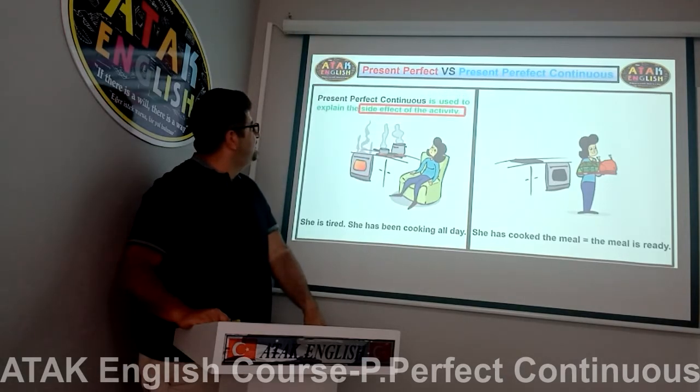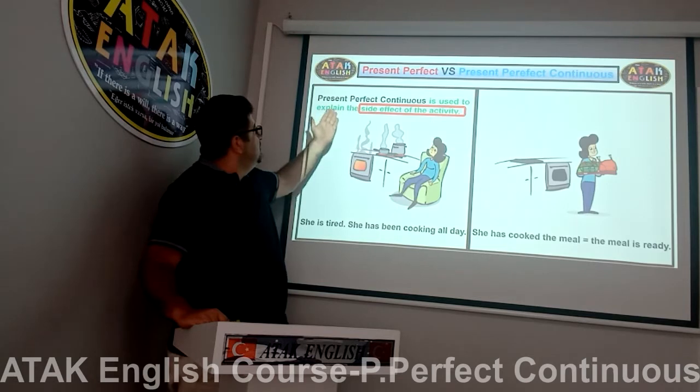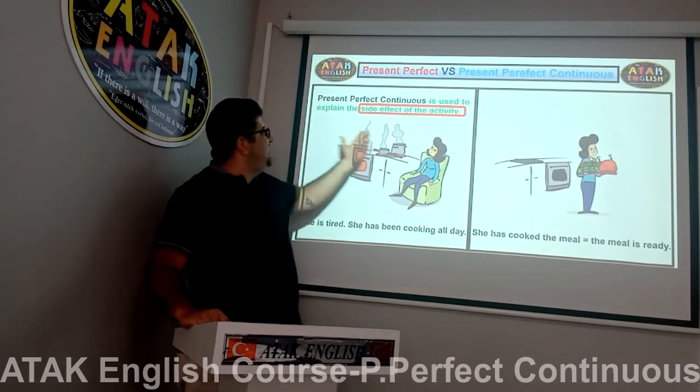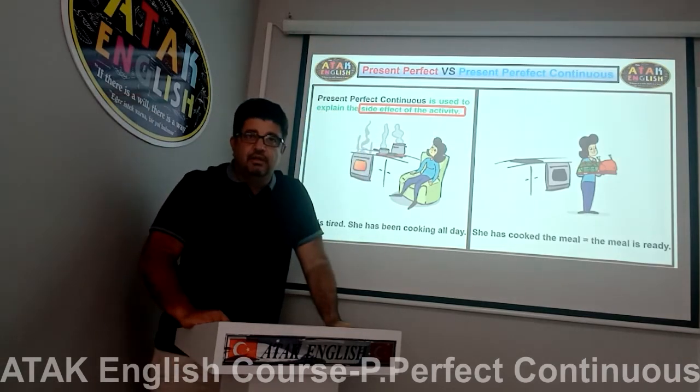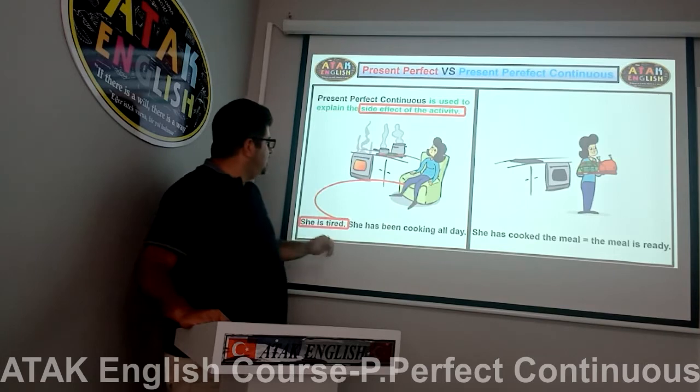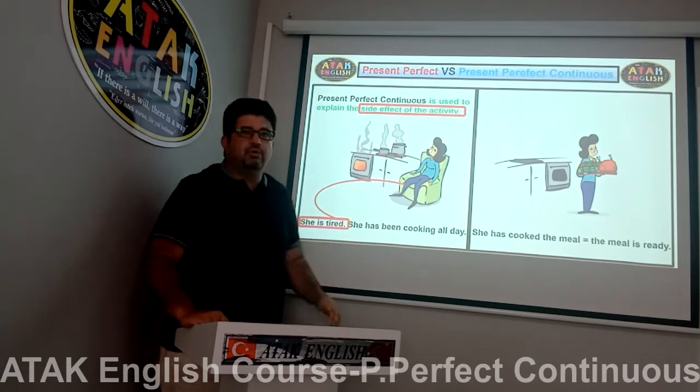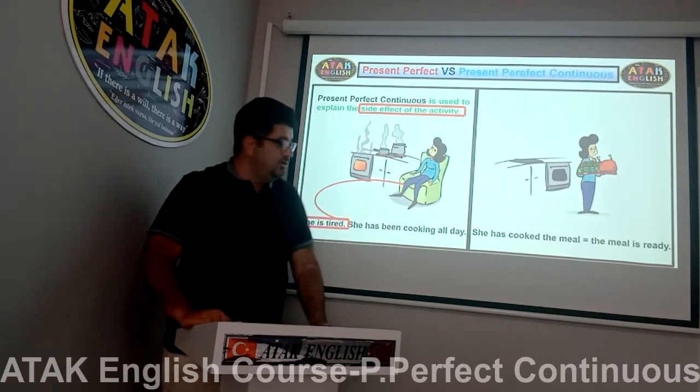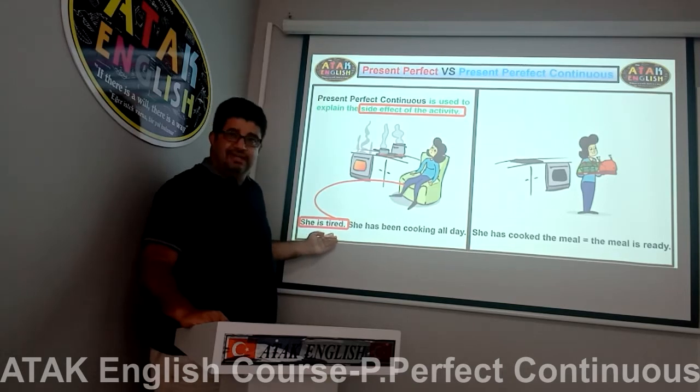Let's see what's the difference. In present perfect continuous, we explain the side effect of the activity. What does that mean? Side effect of the activity. Right here, because she has been cooking all day, what is the side effect? She's tired. That's the side effect.